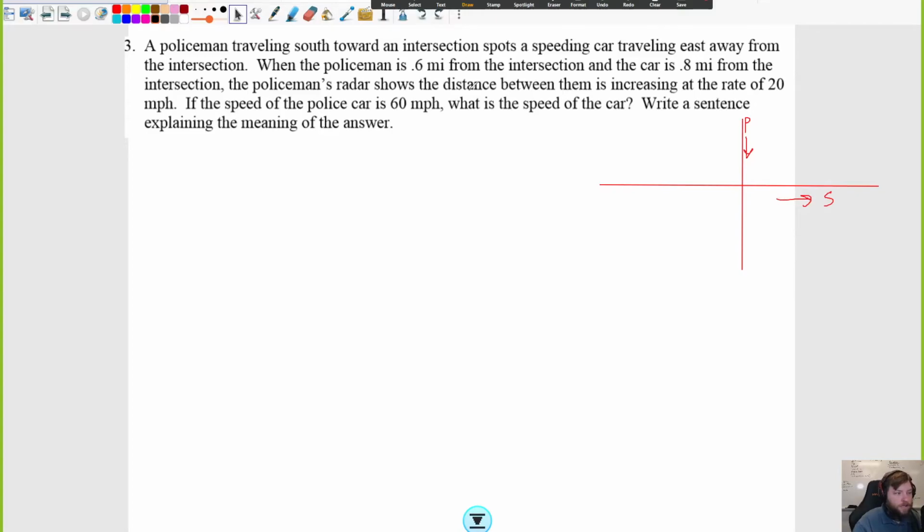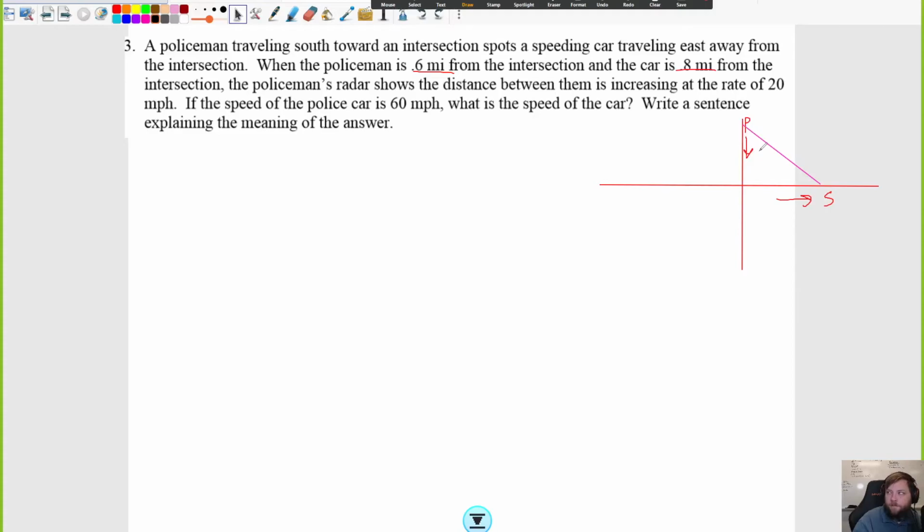When the policeman is 0.6 miles from the intersection and that car is 0.8 miles, the policeman's radar shows the distance between them is increasing at a rate of 20 miles per hour. What is the distance between them? That would be this line. That would be the distance between them. All right. What is the speed of the car? So we got an intersection. Policeman's going towards, this guy's going away. The distance between them is increasing. So let's call this distance right here.